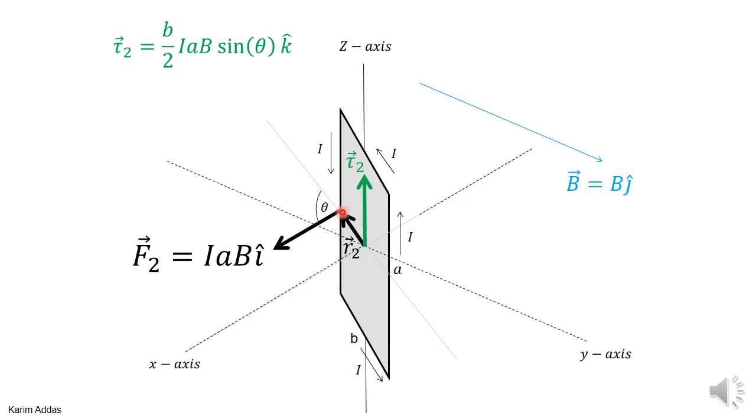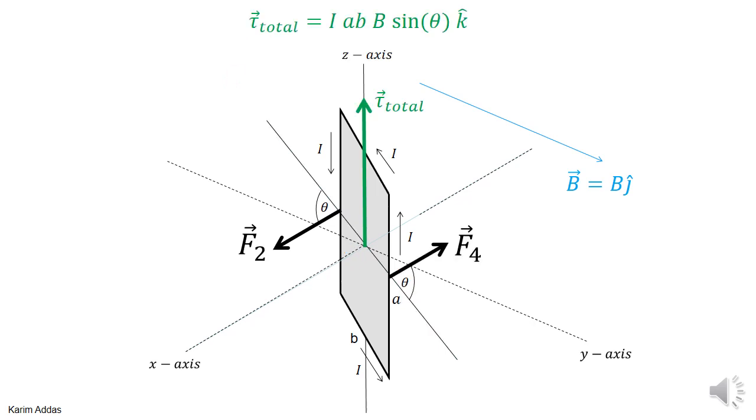It's exactly the same as the torque on side number 4, and so when we get the total torque, we'll just add them and we'll get twice the value. The half will go, and so we get I small a small b times the magnetic field times sine theta. A times b is just the area of the loop, and so we get exactly the same result as we got before, except for this extra sine theta term multiplied.